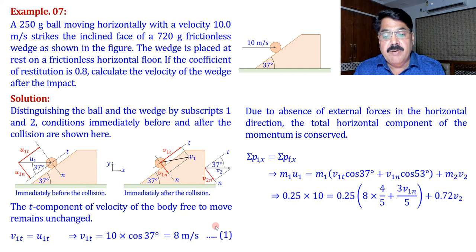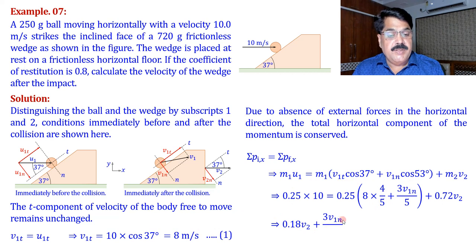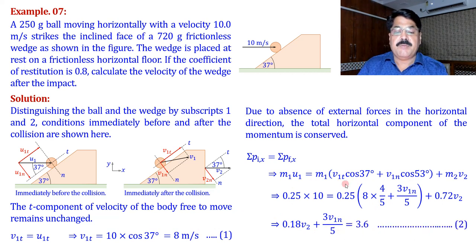And this we have obtained as 8. So we substitute it here. So what equation do we get? 0.18 V2 plus 3 V1N upon 5 is equal to 3.6. It is called equation number 2. Now we have to implement the third idea, writing an equation from the expression of the coefficient of restitution. So let us see.